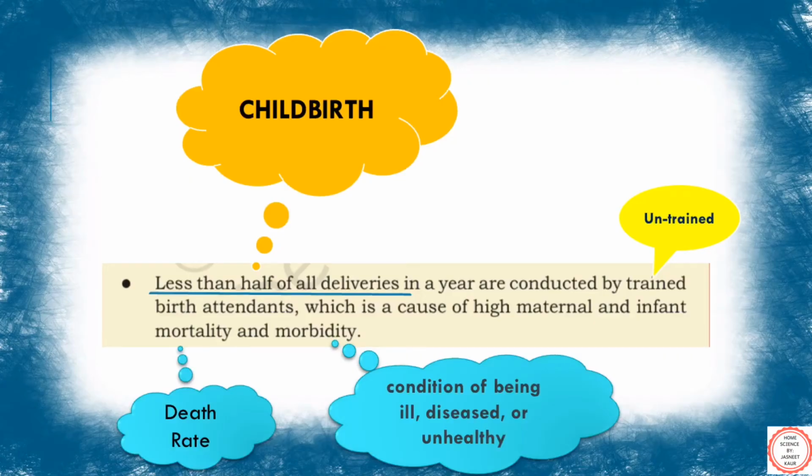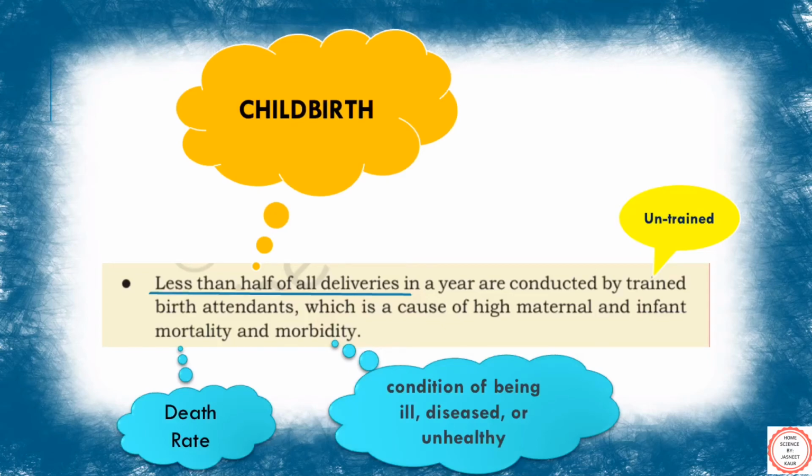As per the next point, all the deliveries in a year, or we can say the childbirths which take place, are conducted by. At this point there is a correction. In the book they have mentioned trained, but it is untrained. So all the deliveries in a year are conducted by untrained birth attendants. Delivery through these non-professionals leads to a high rate of mother and child death at the time of childbirth. If not death, then chances of getting any severe diseases increase.